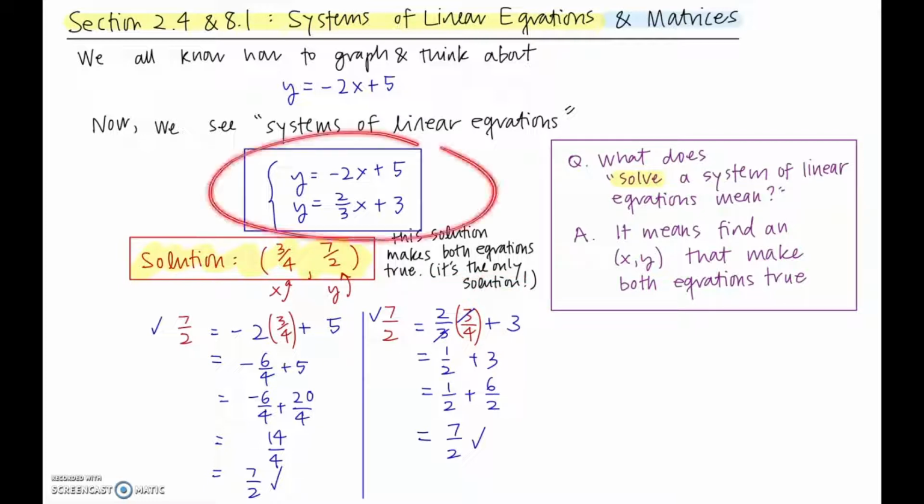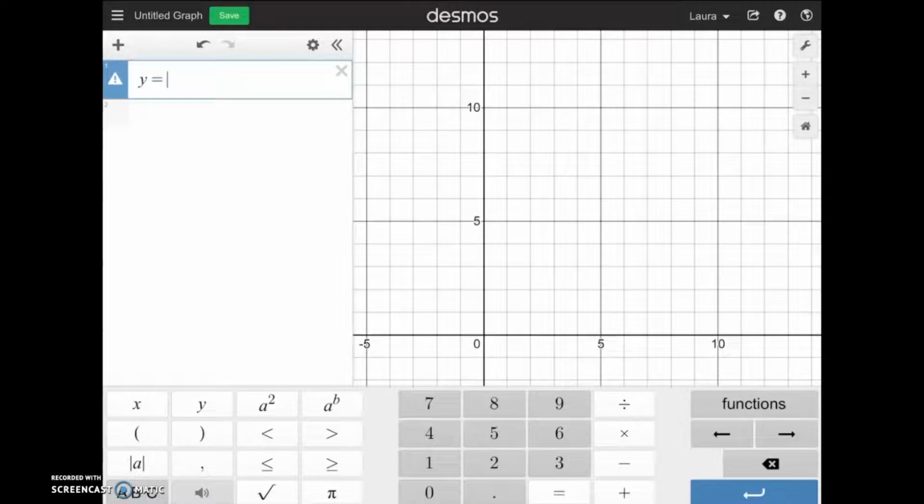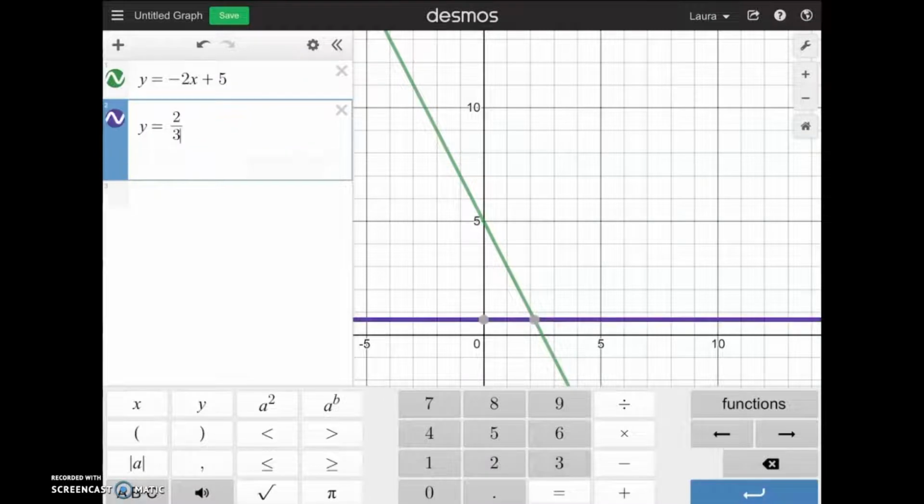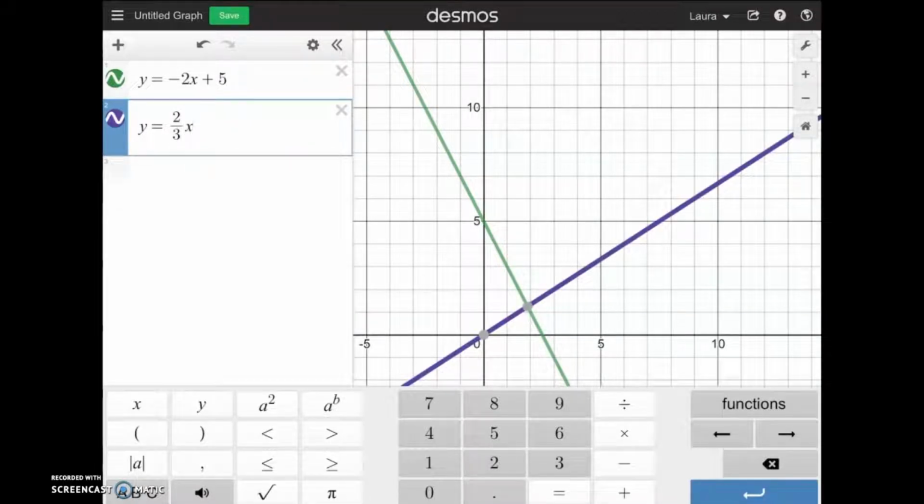Let's take this system of equations here and graph both lines and see what that looks like. Okay, we're here in Desmos and we're going to graph y equals negative 2x plus 5. That's that first linear equation. And then the second one was y equals 2/3 x plus 3.